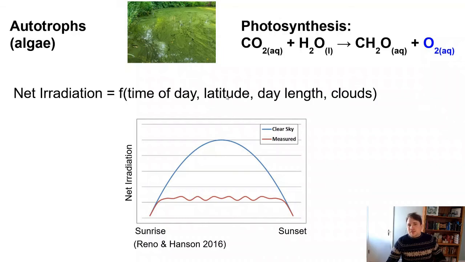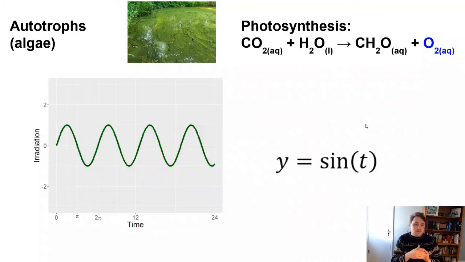This latitude, that's fixed for our stream reach. The day length, we're going to model a short enough time that we can just say that the day length is essentially constant for the duration of our model. And so all we need to do is have net irradiation or sunshine be a function of the time of day and the clouds that exist in the system. How can we make a function that does this?